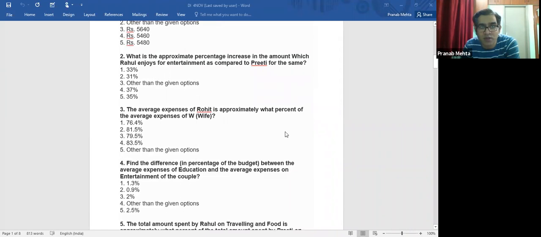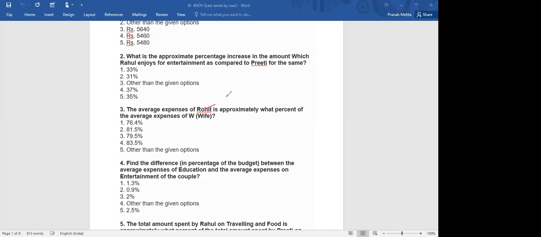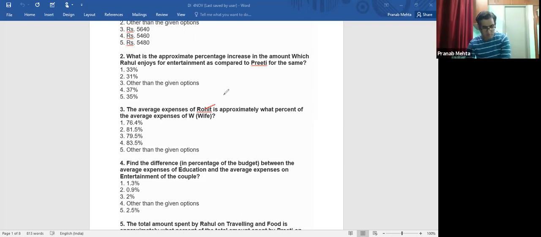The average expense of Rohit is approximately what percentage of the average expense of wife? So the average expense of Rohit is how much? You add all the expenses of Rohit to get the total expense. I have already done so. If you add the complete expense, 6130. No, wait, average. I think you're making some mistake. Check it out once again.